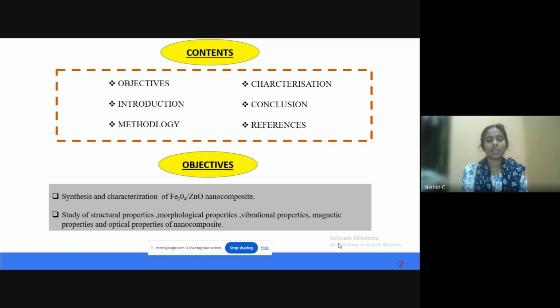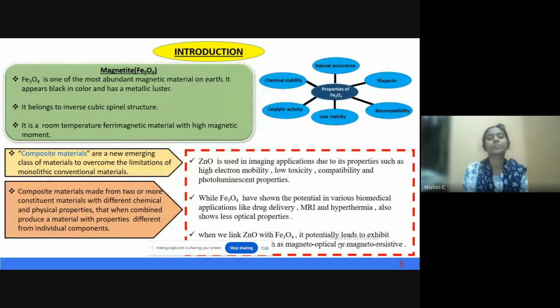My objective: the work includes the synthesis of the Fe3O4 ZnO nanocomposite, and also the characterization of the Fe3O4 ZnO nanocomposite. Here, I study the structural properties, morphological properties, and vibrational properties of the Fe3O4 ZnO nanocomposite.